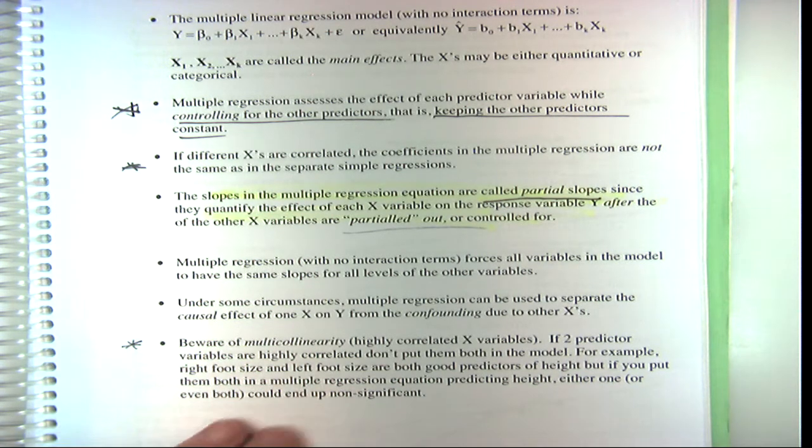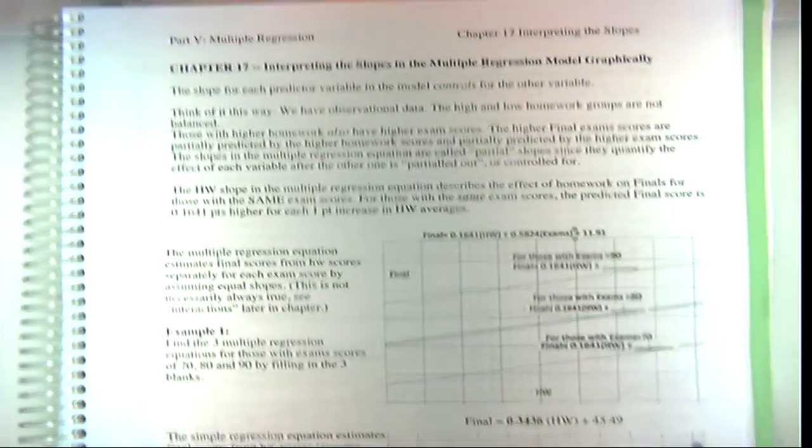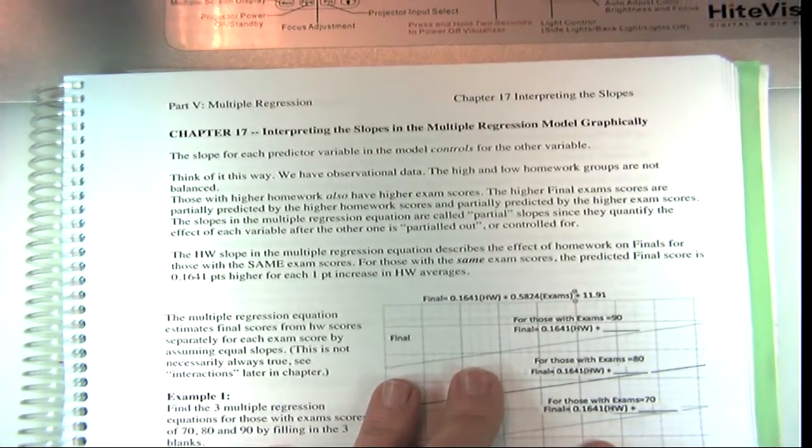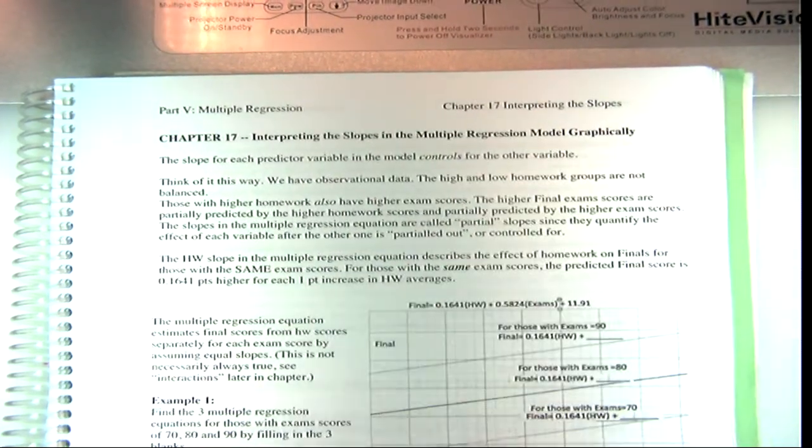So let's now move on. Now we're going to interpret these slopes when there are no interaction terms. We're going to take our same example and just follow this example through.